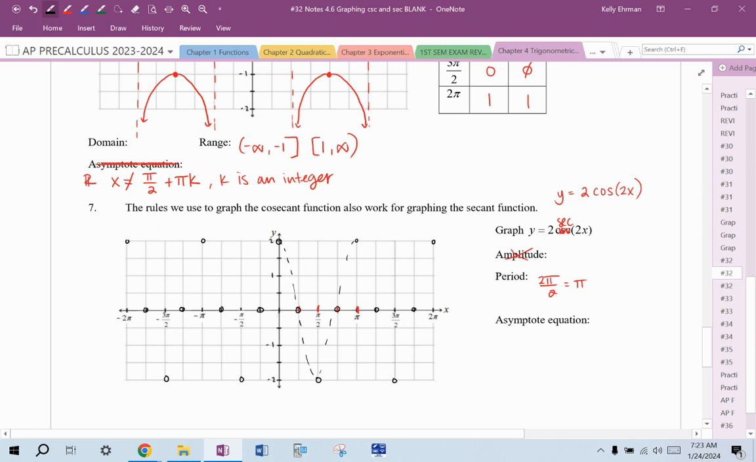I'm not going to sketch in the whole thing. Just like we did with cosecant, we need to plot vertical asymptotes anywhere this cosine graph is equal to 0, because the reciprocal of cosine when it's equal to 0 will be undefined. So I'm sketching these in.